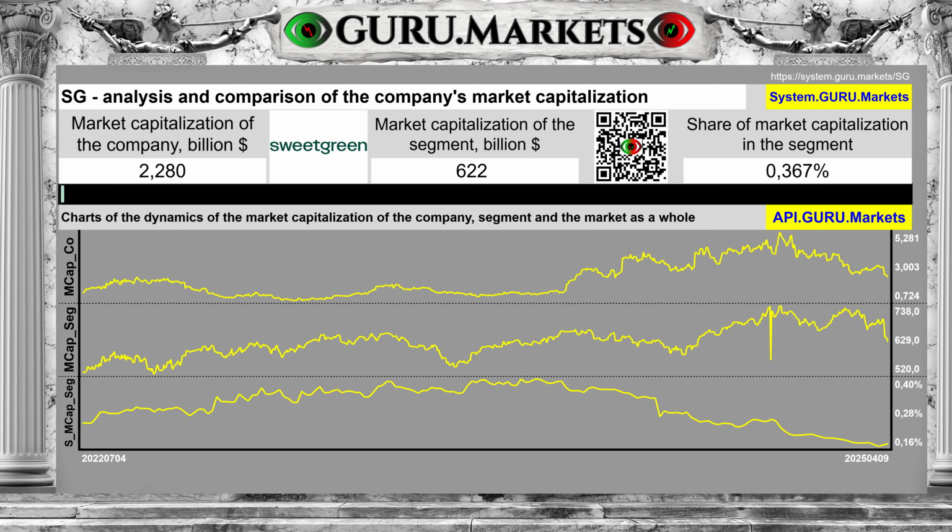Market capitalization of the company Sweetgreen Inc. is valued at $2.28 billion. And the market capitalization of the subcategory is $622 billion. Sweetgreen Inc. has a share of 0.367% and is one of the very small companies in the subcategory.